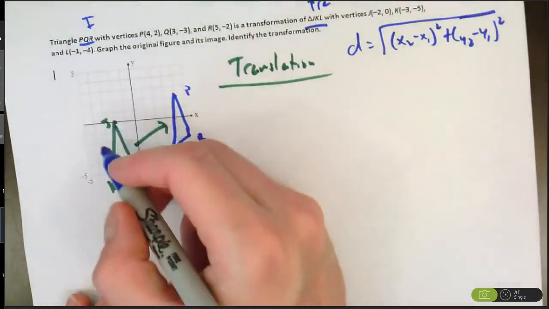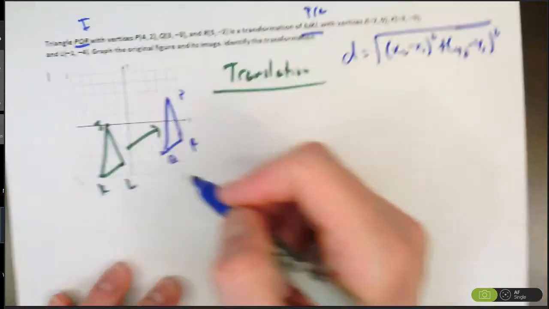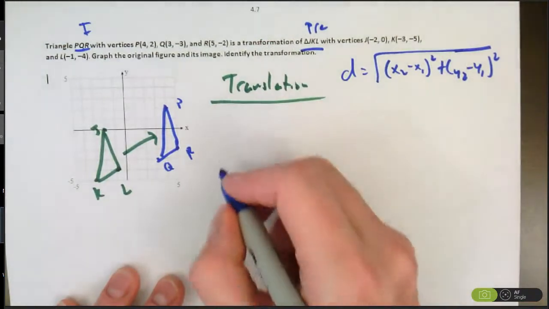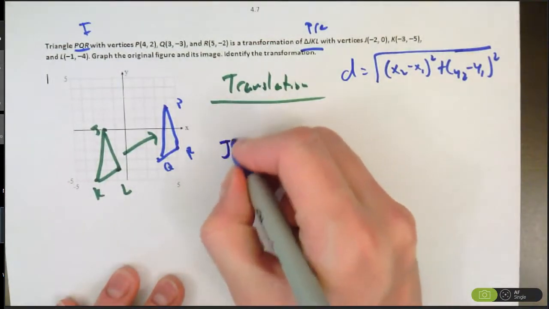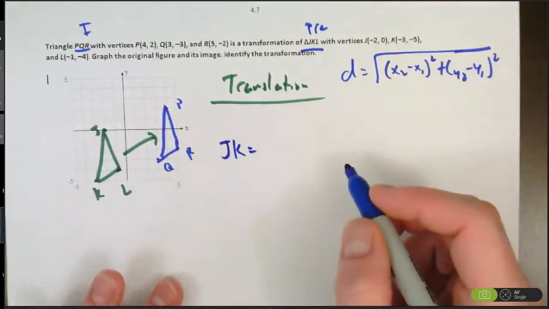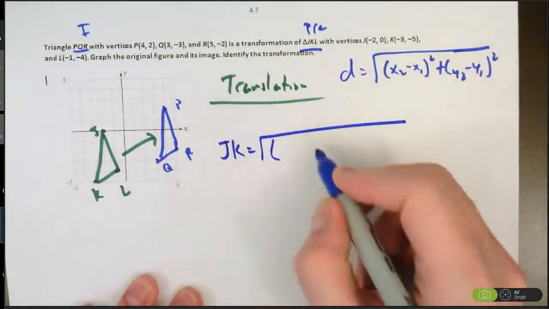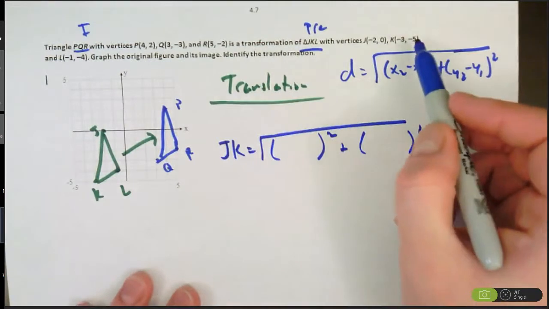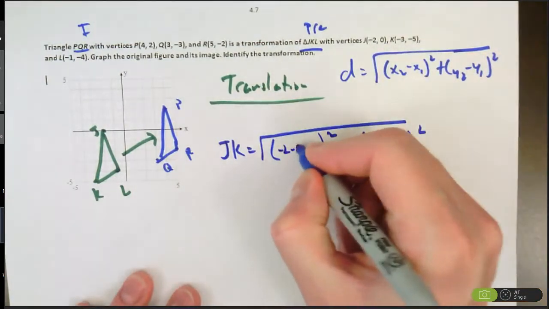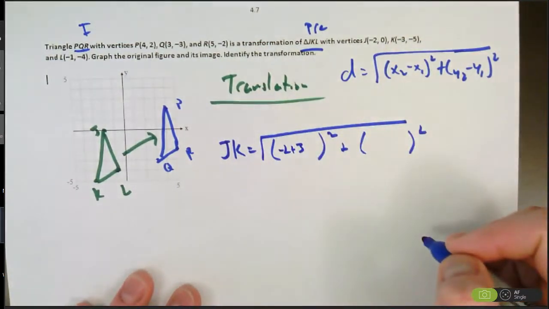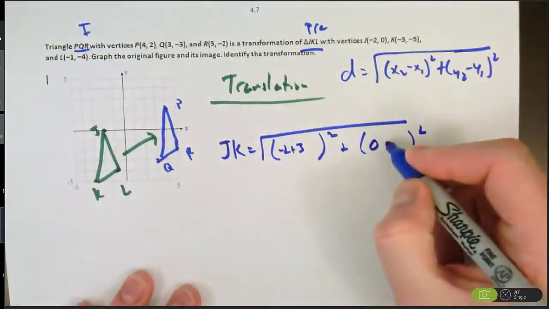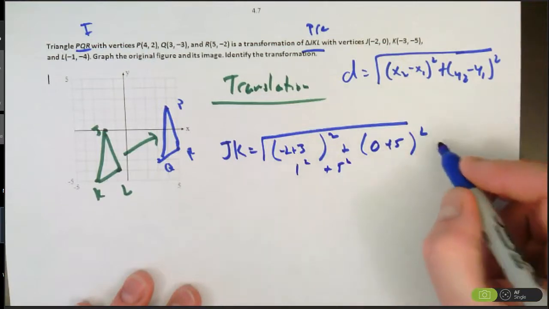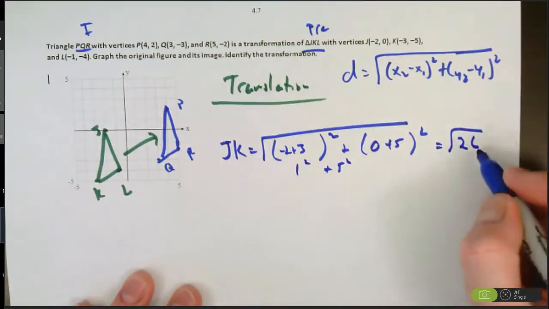So what that means is I have to find the distance around all three sides of this figure and all three sides of this figure. So let's do JK first, using the distance formula. JK: -2 minus -3, which is really -2 plus 3, and then 0 minus -5, so 0 plus 5. It's 1 squared plus 5 squared, which ends up being root 26.